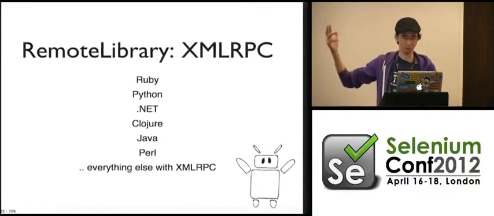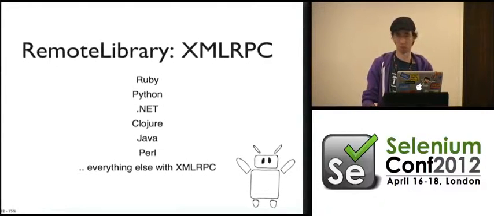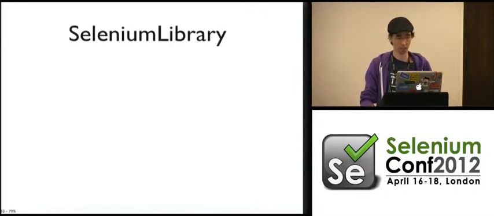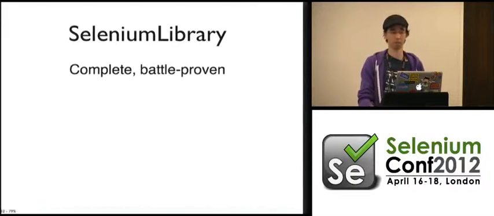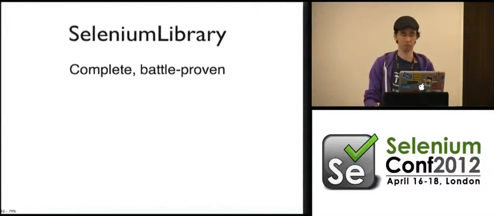So for Python, Ruby, .NET, Clojure, Java, and Perl, there are client libraries available that you can directly plug into your system if that's written in one of those languages, and for everything else, if there's an XML RPC library available, that will work. There's a Selenium library. It's API complete, it works, it's battle proven.